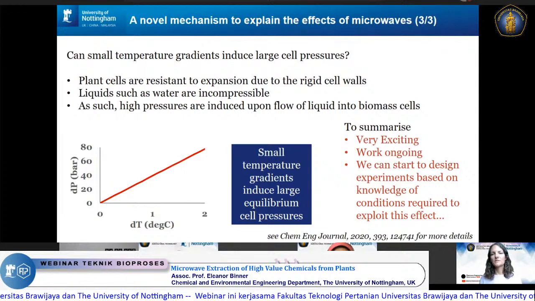So to summarize, this is really exciting because we're starting to understand that selective heating really can enhance microwave assisted extraction, and under what conditions. So this is ongoing work. He's now building cell wall and a much more detailed mass transfer into this model. So this isn't the end, this is just the beginning, but we can now start to design experiments based on this knowledge of the conditions required to exploit this effect, and so hopefully hone in on the conditions required so that we're not publishing 1,000 papers before we start to see and understand the effects of microwaves in our experiments.